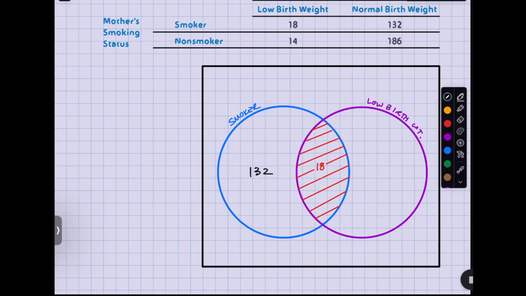So if the diagram was trying to show that not smoking is actually going to harm the baby, then it will probably be non-smoking and low birth weight, right? Because low birth weight is not good for the baby. And if they were saying, hey, smoking is good for pregnancy, then they will probably put down non-smokers in here, right?